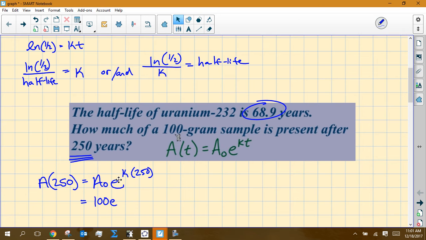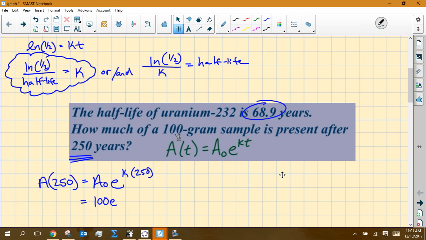Now, I don't know K, and that's coming back up to here. K is the decay rate. Okay, so I'm going to just come to the side and do that work. It's going to be ln of 1/2 divided by my half-life. Well, my half-life is 68.9. That's that easy. There's my K.